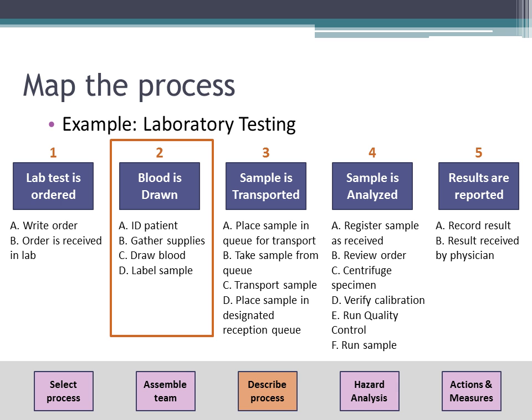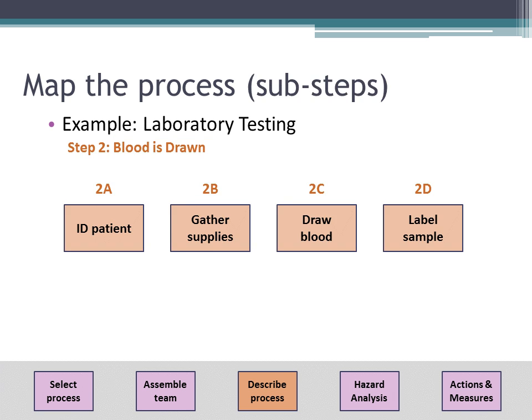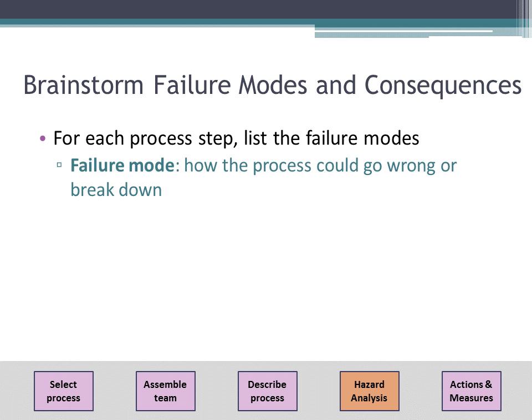Now we'll visually map out the sub-steps of step 2, blood is drawn, taking special care to maintain this numbering and lettering system throughout. So here it is. We've mapped out the sub-steps of the blood is drawn step in our process. For the sake of our example, this is the process we'll be analyzing using FMEA today. So this part of FMEA, describing the process graphically, is now complete, and we'll move into our hazard analysis.